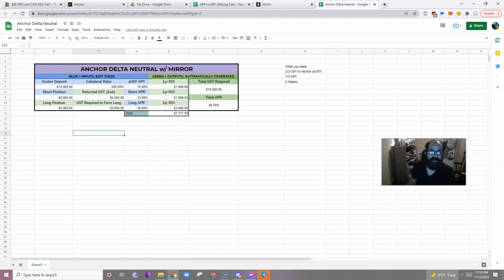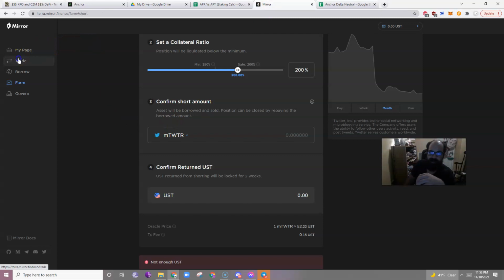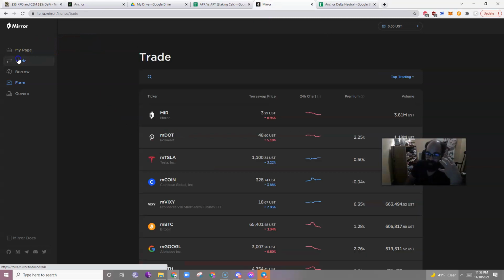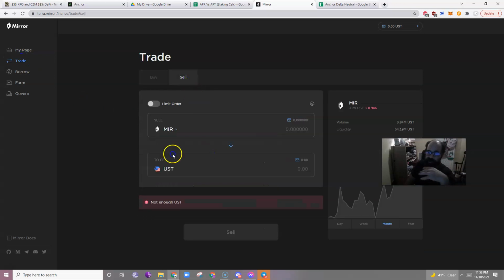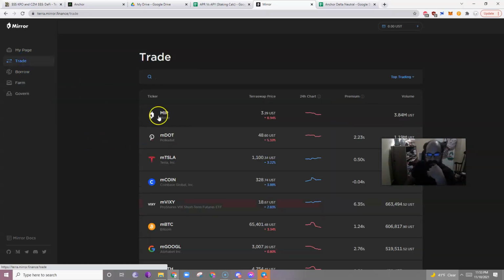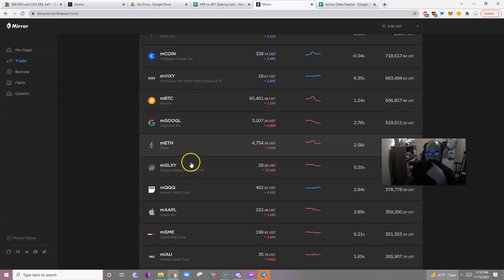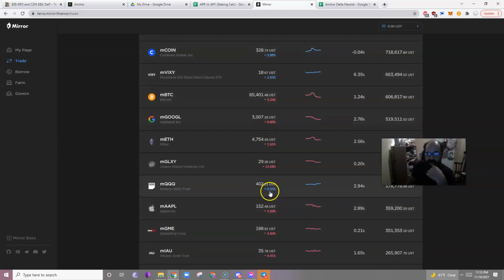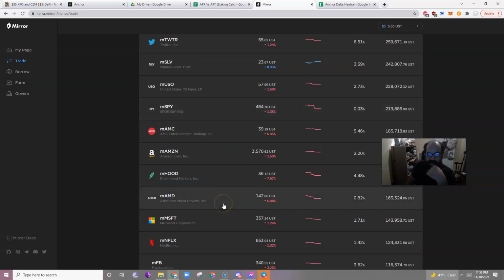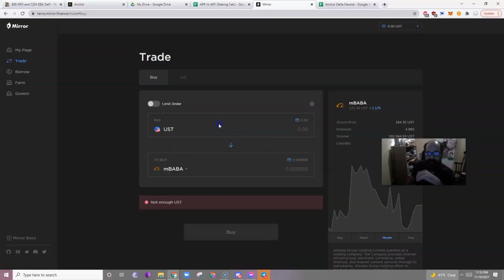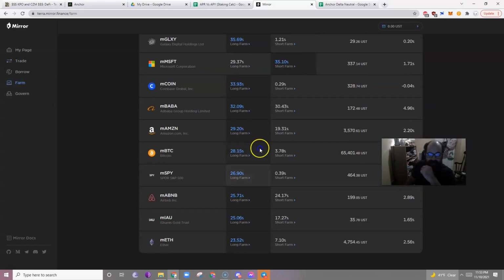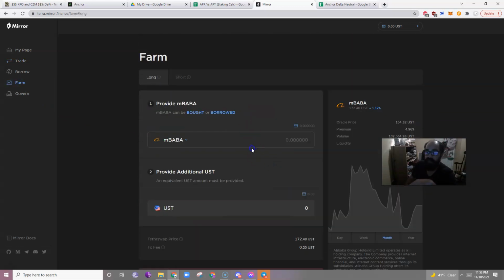What I mean is, you are getting rewarded in Mirror tokens, because these are farms, right? So take those Mirror tokens, click trade, sell them for UST. Once you have UST, take half of that, go to whatever long you're doing. In this case, I think we are looking at Alibaba, and purchase half with that. Then go to the farm for Alibaba, and increase your farm position.